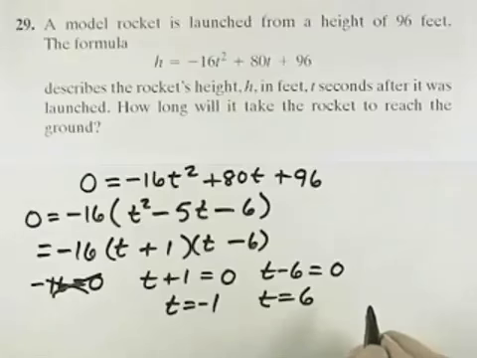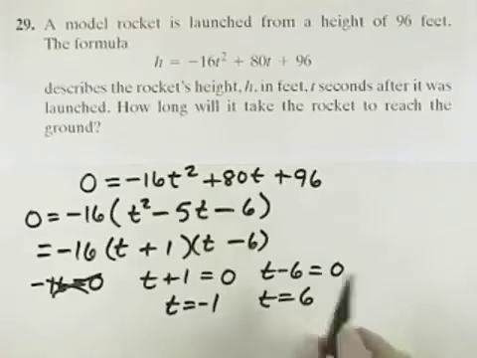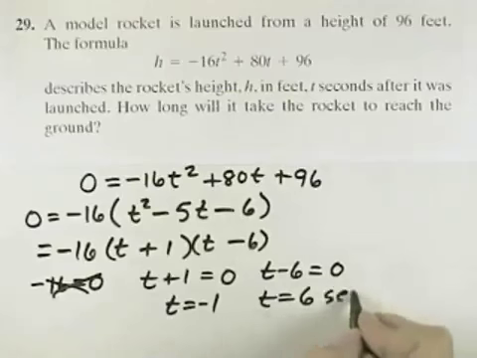Since t is the time in seconds before the rocket hits the ground, I know that cannot be negative because it wouldn't take negative seconds to hit the ground if it's starting at a positive height. So it must therefore take 6 seconds for the rocket to reach the ground.